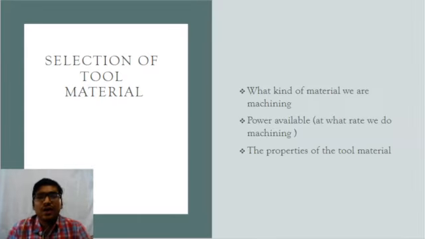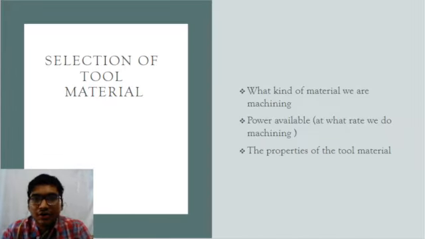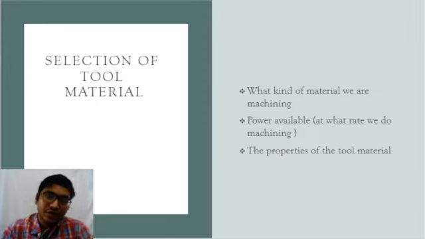First we will see what kind of work material we are going to machine, and then at which rate we are going to machine or the power available for the machine, and then we see the properties of the cutting tool material, compare it with the work material, and choose the best material for our cutting tool.